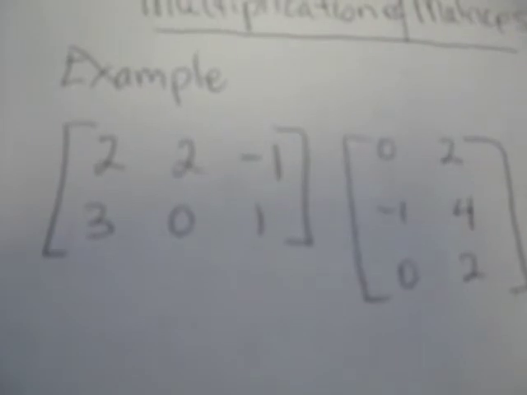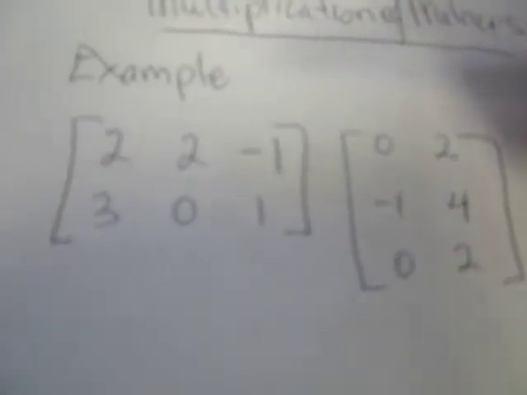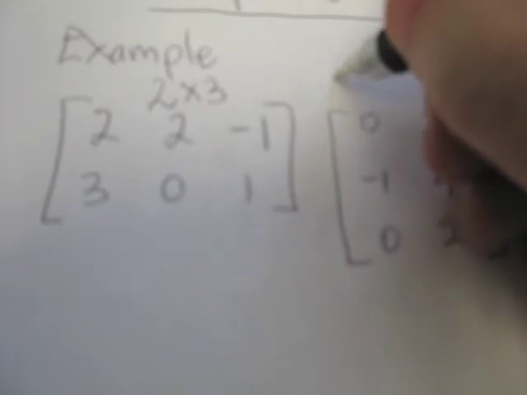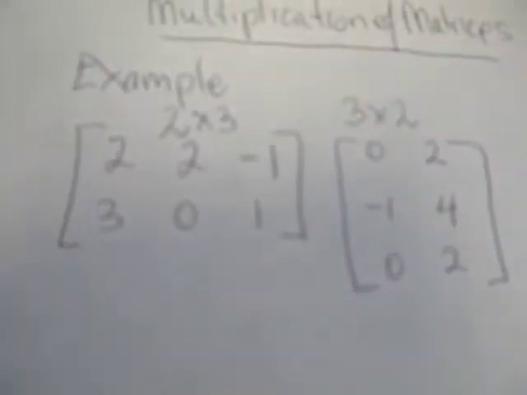Again, the very first thing to do is to always determine the size of the matrices that we have. So if you look at this one here, we have 2 rows and 3 columns, so we call this a 2 by 3 matrix. Okay. In this next one we have 3 rows and 2 columns, so this would be a 3 by 2 matrix.